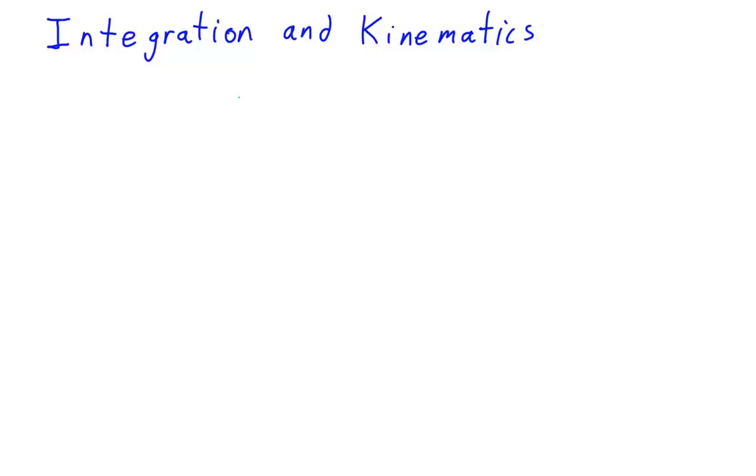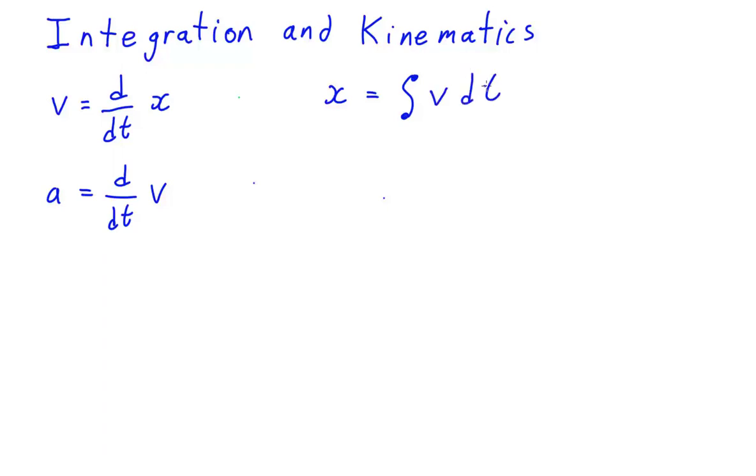So, as Alan has just explained, integration is the opposite of differentiation. We already knew some relationships between the kinematic variables based on differential calculus. For example, we knew velocity was the differential of position with respect to time, and acceleration was the differential of velocity with respect to time. So, we can run these relationships in reverse, and say that the position is the integral of the velocity with respect to time, and the velocity is the integral of the acceleration with respect to time.